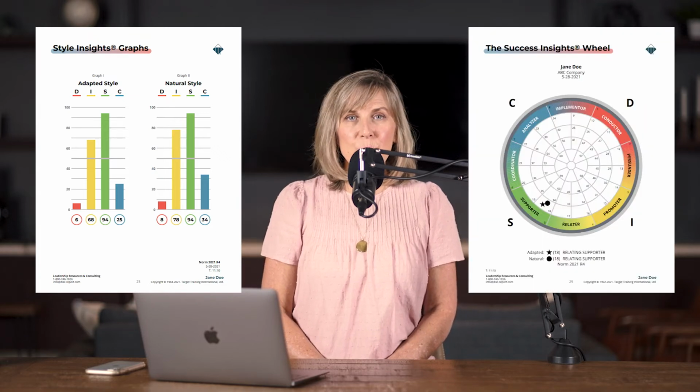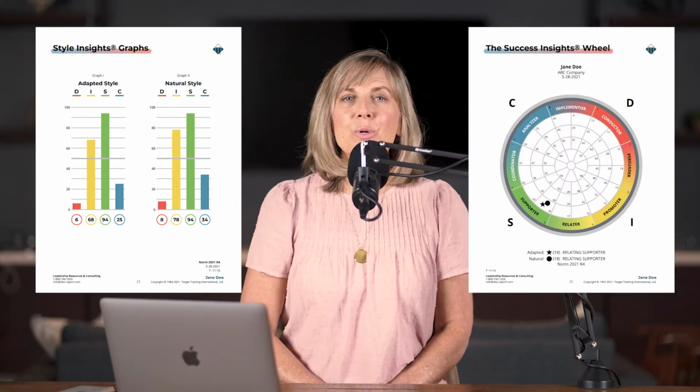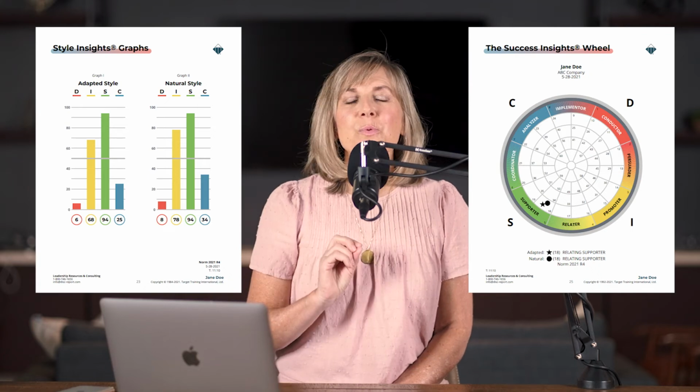And then the last section of the report are the graphs. We've got our natural and adapted DISC graphs. We've got our DISC wheel, which is another visual representation of those two graphs. These wheels can be really helpful in analyzing teams and being able to plot entire teams on one wheel. So these are the pages in the DISC assessment.